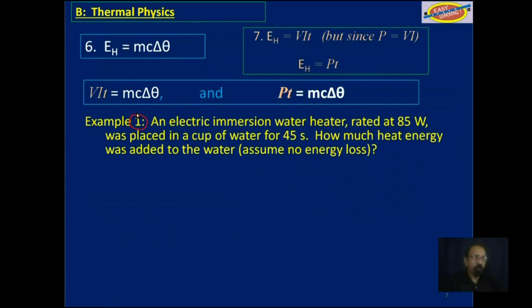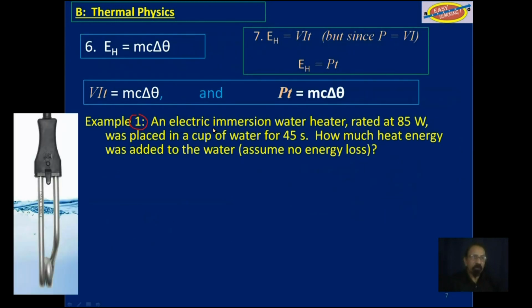Example 1. An electric immersion water heater rated at 85 watts was placed in a cup of water for 45 seconds. How much heat energy was added to the water? We are to assume that no energy was lost otherwise. Let's write what we are given. We know that time is 45 seconds. We know that the power is 85 watts. We want to find the heat energy.